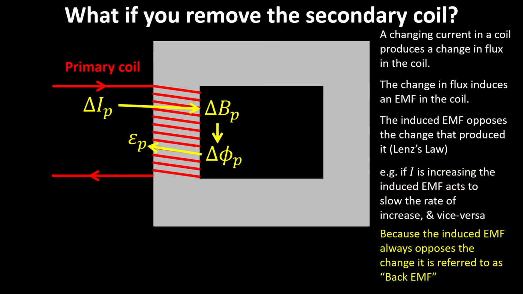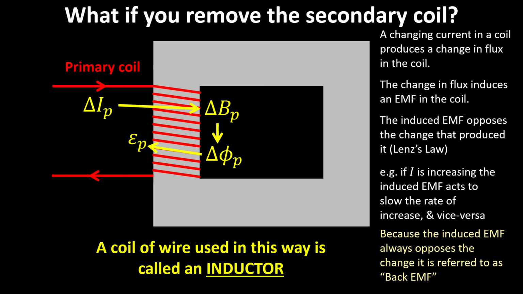That induced EMF, because it always opposes the change, is referred to as a back EMF. So you change the current in a coil, you produce a back EMF that opposes whatever you were trying to do. And a coil of wire used in that way is called an inductor. It operates on the same principles as a transformer, except you've only got one coil, and we call it an inductor. So let's have a look at how they behave.